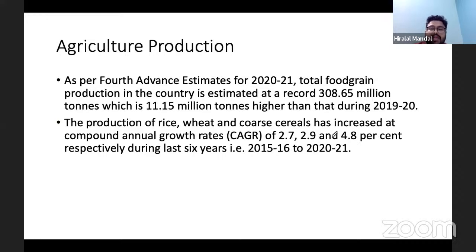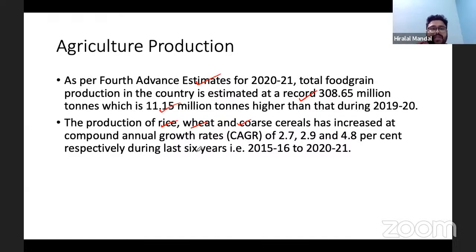Now, regarding the agriculture production. So yes, in terms of agriculture production, the 4th advanced estimate suggests that India's agriculture production has gone up. In fact, the procurement has also gone up. It has touched 308.65 million tons, which is 11.15 million tons higher than the previous year, that is 2019-20. In fact, the production of rice, wheat, and coarse cereals have increased, and that is what you can see.